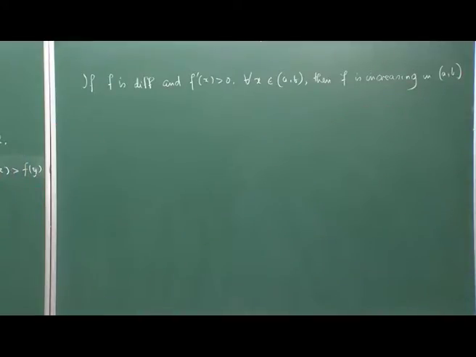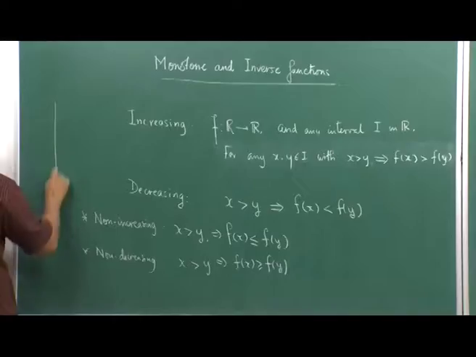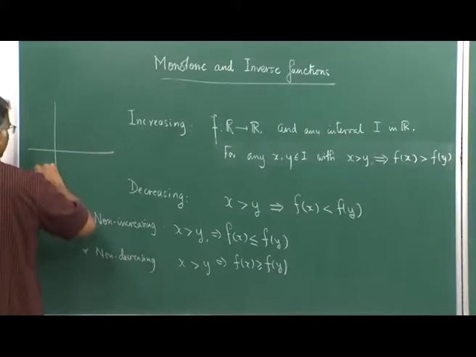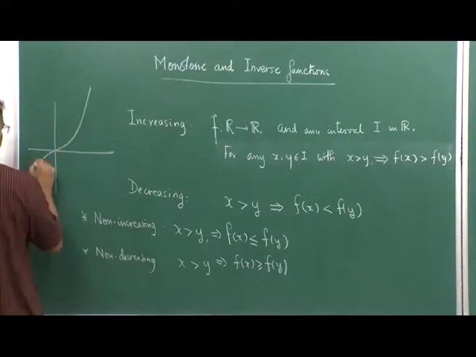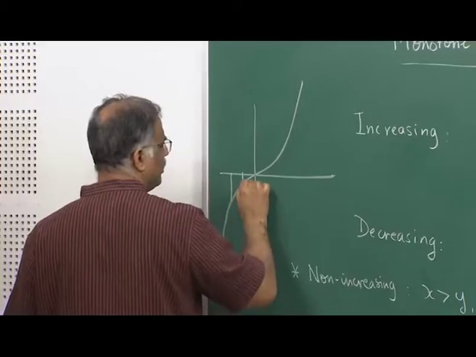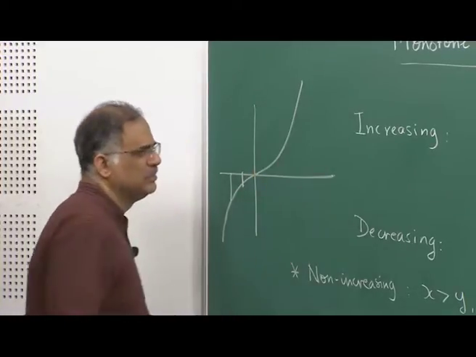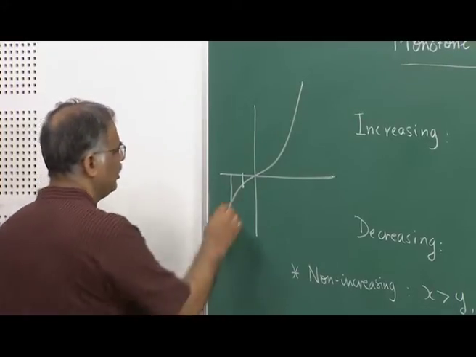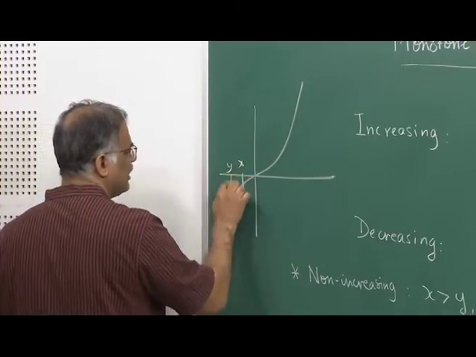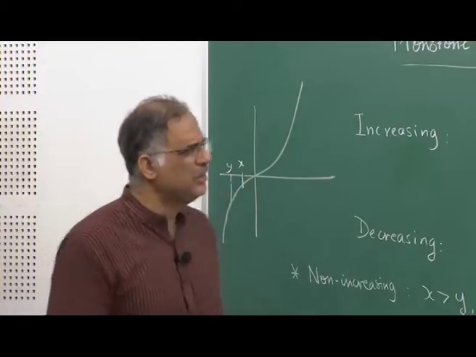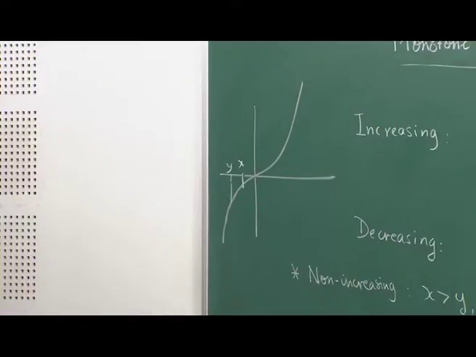For example, if you draw the graph of an increasing function, y equal to x cube, you take any x and any y, doesn't matter, the function value is increasing. Whenever x is bigger than y, fx is bigger than fy. So how do I prove this fact? The fact is the following.